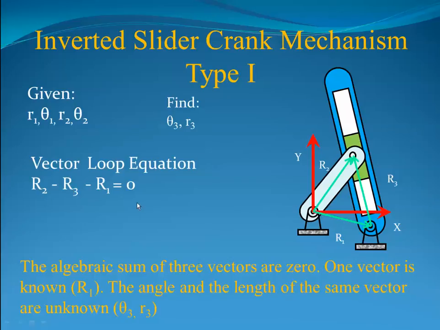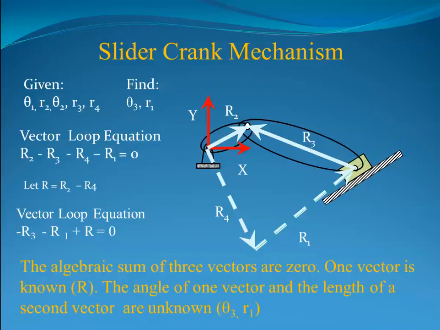Now, this by itself is a sum of three vectors, and two of the vectors are completely known, and those are r2 and r1, but the length and the angle of the third vector are unknown, and that vector is r3. And then we discussed a procedure for how to solve for the angle and the length of this unknown vector.